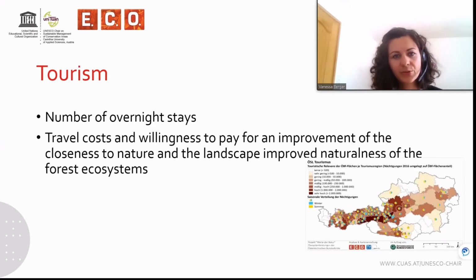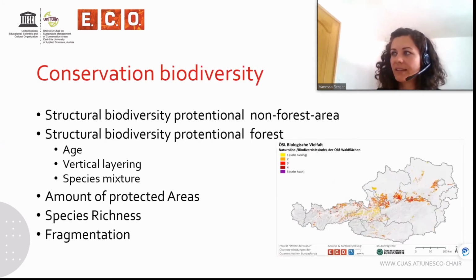Then for tourism, we had the number of overnight stays, and we also calculated the travel cost of the tourists and the willingness to pay for an improvement of the closeness to nature and the landscape, the improved naturalness of the forest ecosystems.